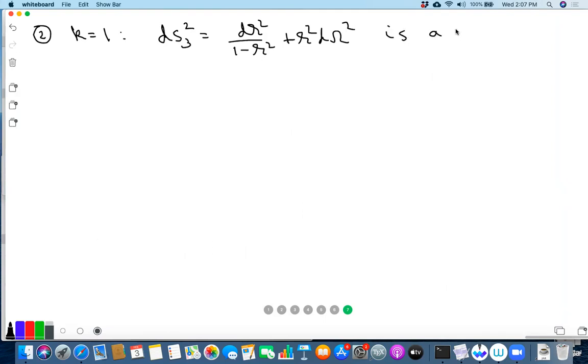Okay, so let me now do the k equal to 1 case. Here, the claim is that in this case, ds3 square, which is dr square over 1 minus r square plus r square d omega square, is a metric on a unit 3 sphere. So what do you mean by unit 3 sphere?